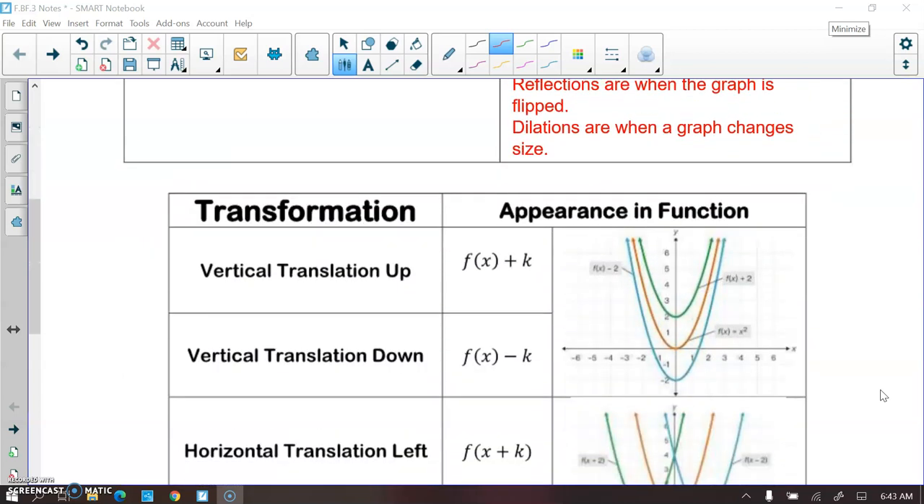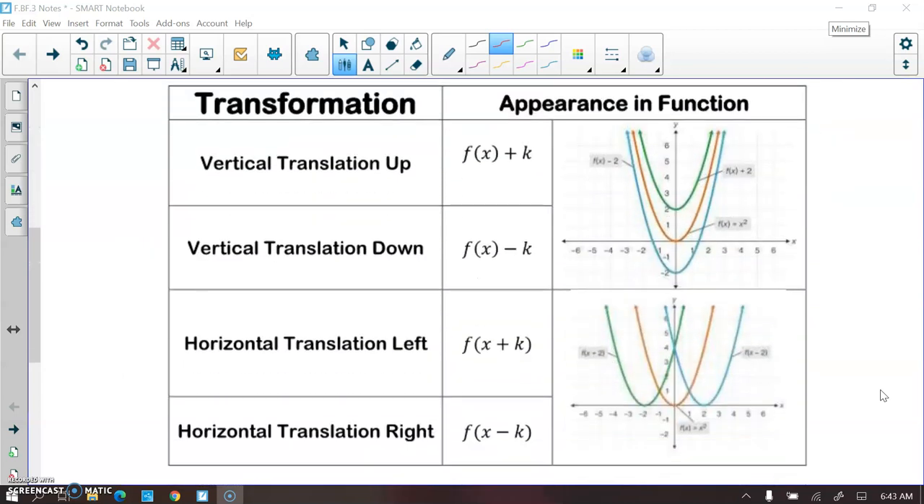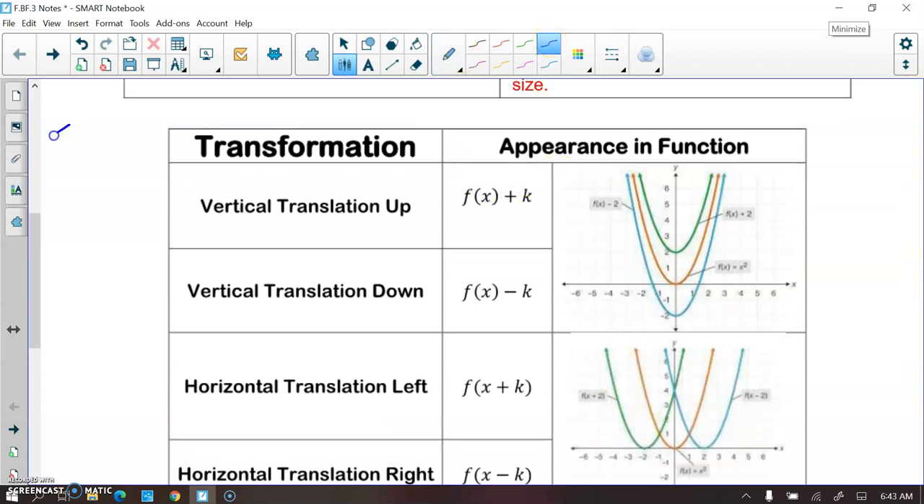So we are first going to start in today's lesson with learning all about translations.